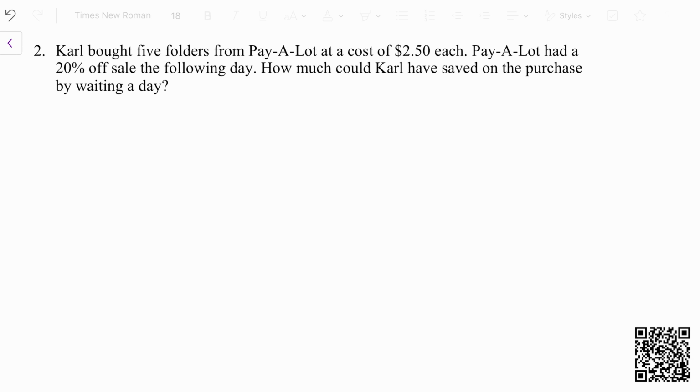Moving on to problem number 2. Carl bought 5 folders from Paylot at a cost of $2.50 each. Paylot had a 20% off sale the following day. How much could Carl have saved on the purchase by waiting a day?